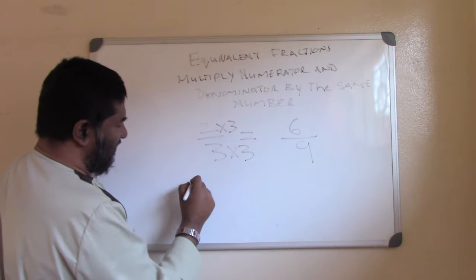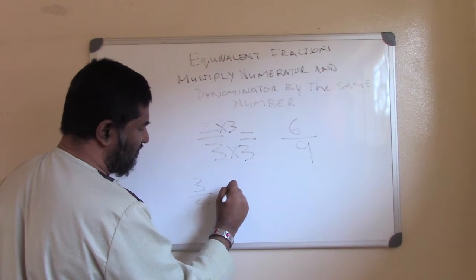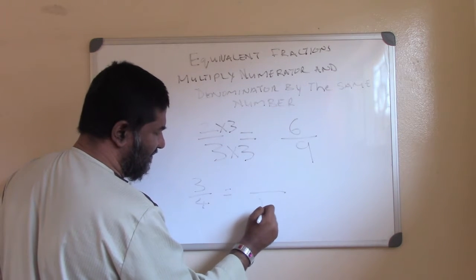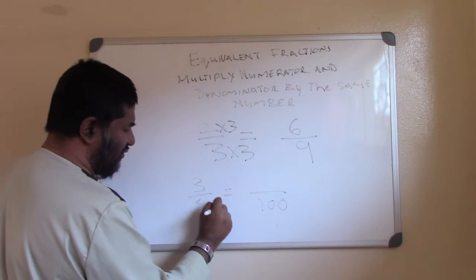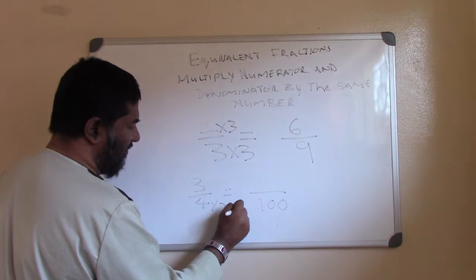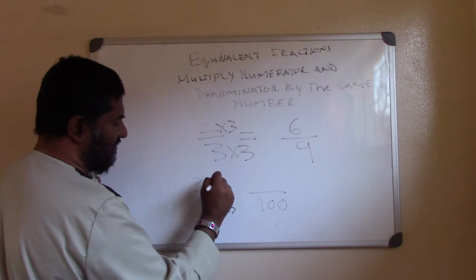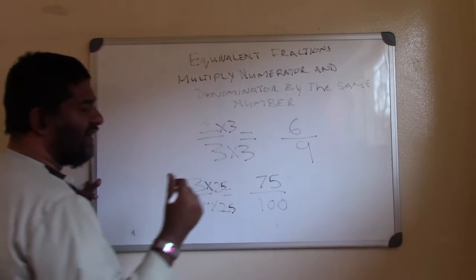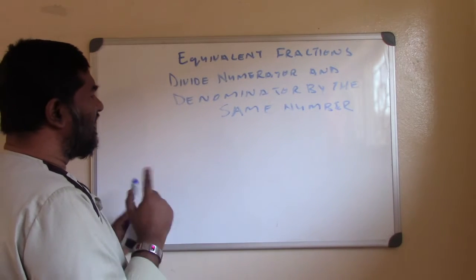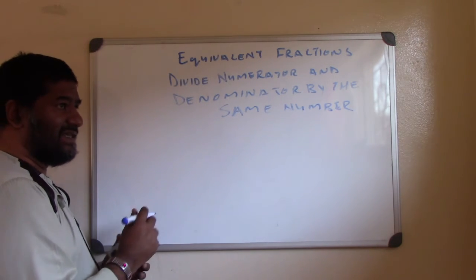Let's take another example. 3/4 would equal something over 100. From 4 to 100, what did I do? 4 times 25. So I must do the same on the numerator. 3 times 25, that would give me 75 over 100. Equivalent fractions. Here the rule will be divide numerator and the denominator by the same number.